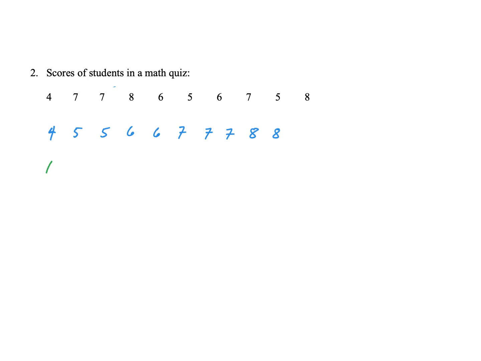Then for Q1, since we have 10 values, let's get 1/4 of 10. That would be 2.5, which means that Q1 is after the second value, so it's the third value. So it's 1, 2, 3. This is Q1 equals 5.